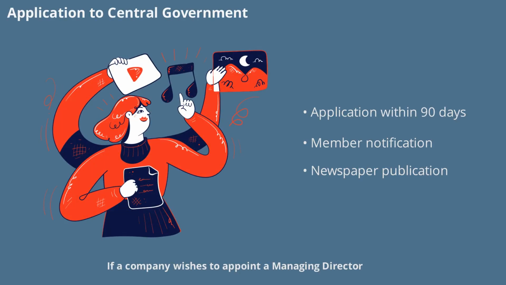If a company wishes to appoint a managing director over 70 years old without passing a special resolution, it must apply to the central government within 90 days. The process includes notifying members and publishing notices in newspapers. This ensures transparency and regulatory oversight.